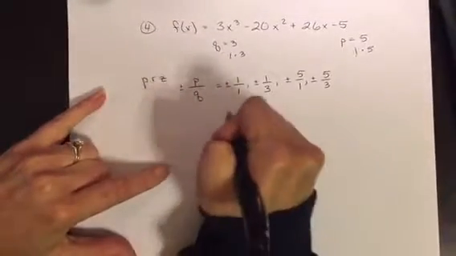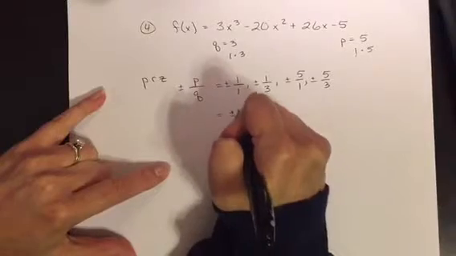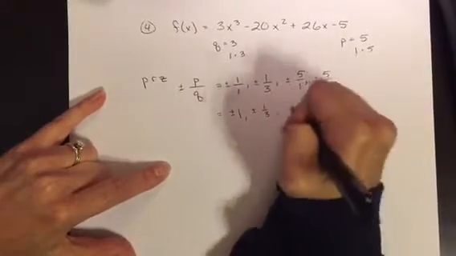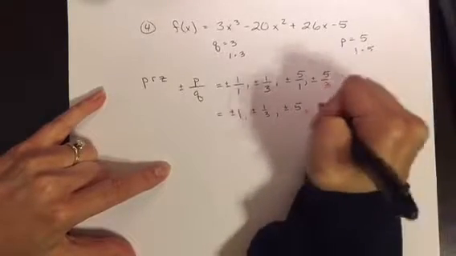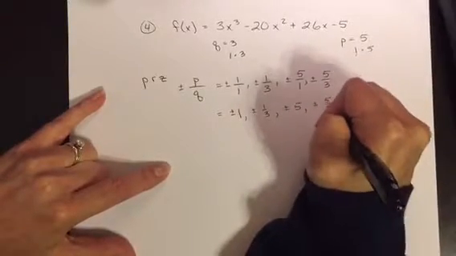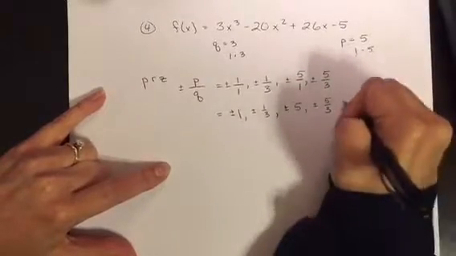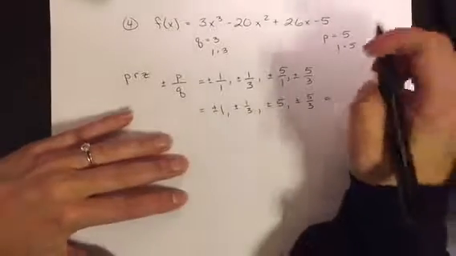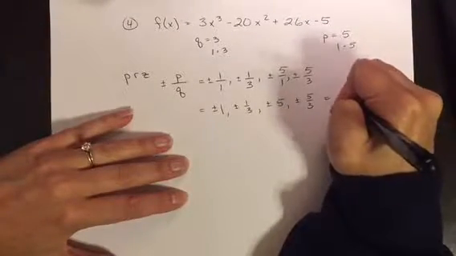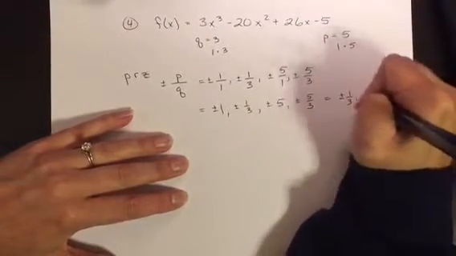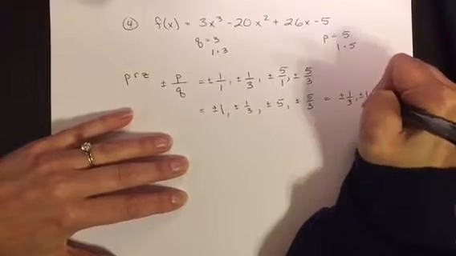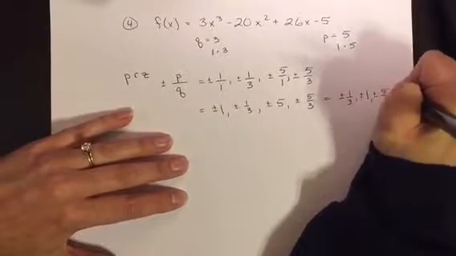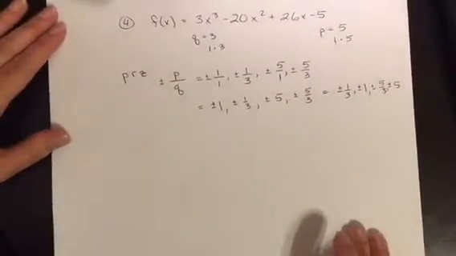So I'm going to simplify here. So that's going to be plus or minus 1, plus or minus 1/3, plus or minus 5, plus or minus 5/3. And like I mentioned before, I like to write them in increasing order. Don't have to do it. I just like to do it. So plus or minus 1/3, plus or minus 1, plus or minus 5/3, plus or minus 5. All right, running out of room there.